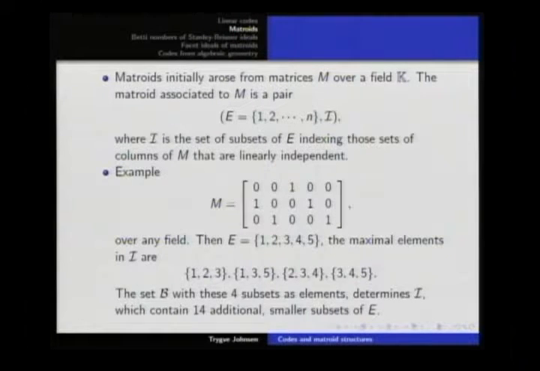Here you see a matrix. And here you see that E is 1 to 5, and the maximal elements in I, the independent columns, are {1,2,3}, {1,3,5}, {2,3,4}, {3,4,5}. But in addition, of course, all subsets of those are also independent. So the I, script I, is the set of all subsets of these, including the empty set. I hope I counted correctly here.